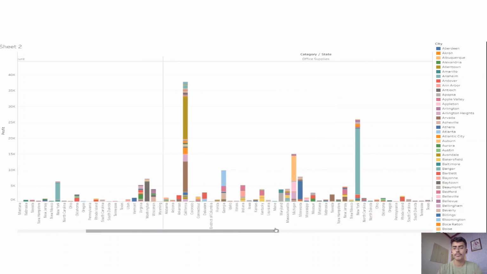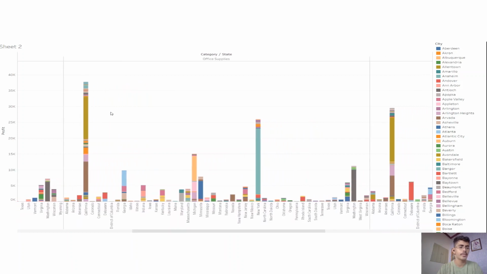Then if we move further towards office supplies, we can see that in Los Angeles, in Detroit and in New York City, there are more people who are using office supplies, and in Washington also. There is a rise in Minneapolis because more people are there. Also in San Francisco, there are more users.